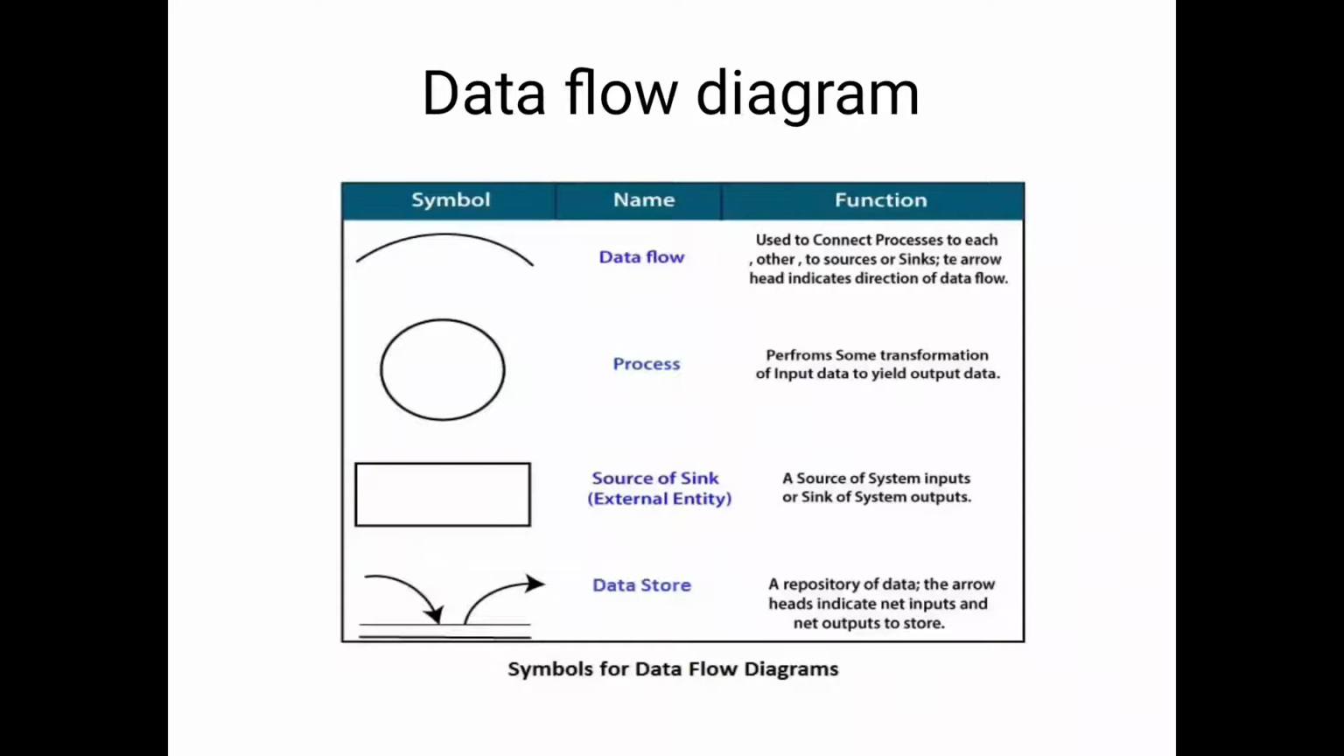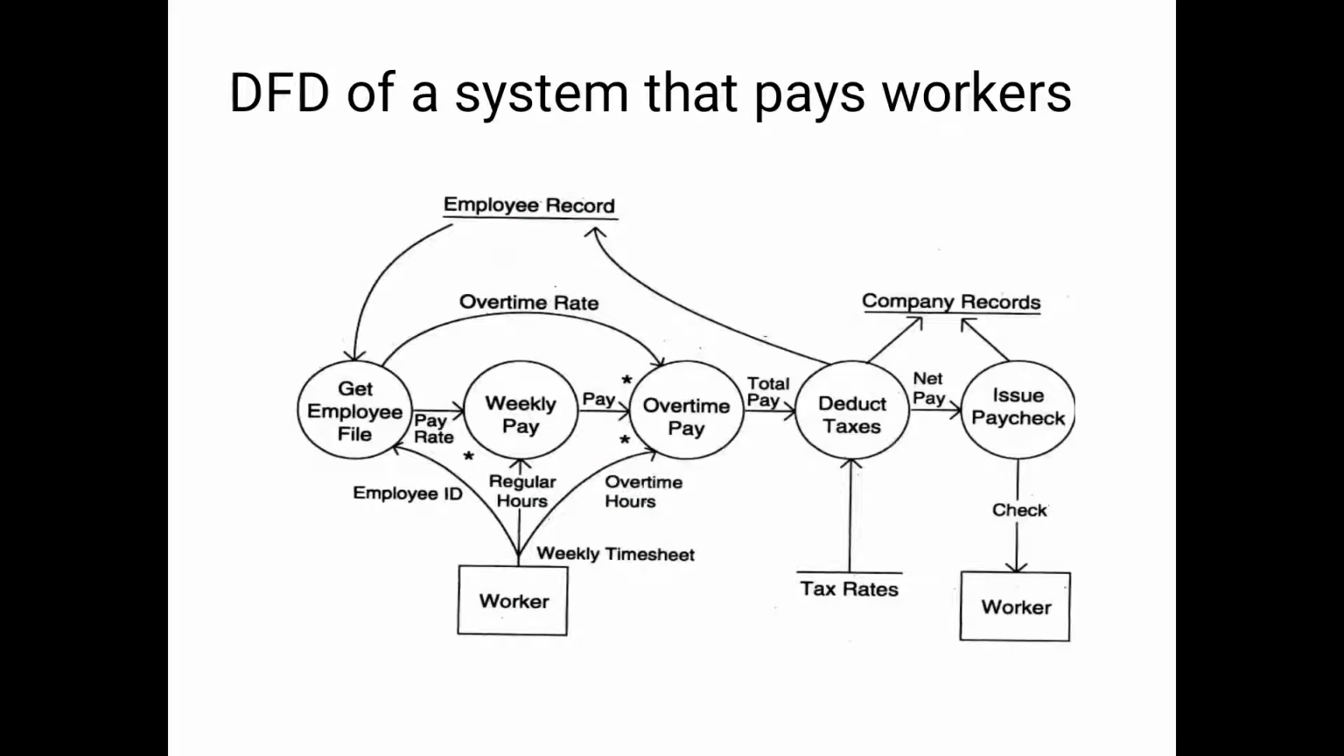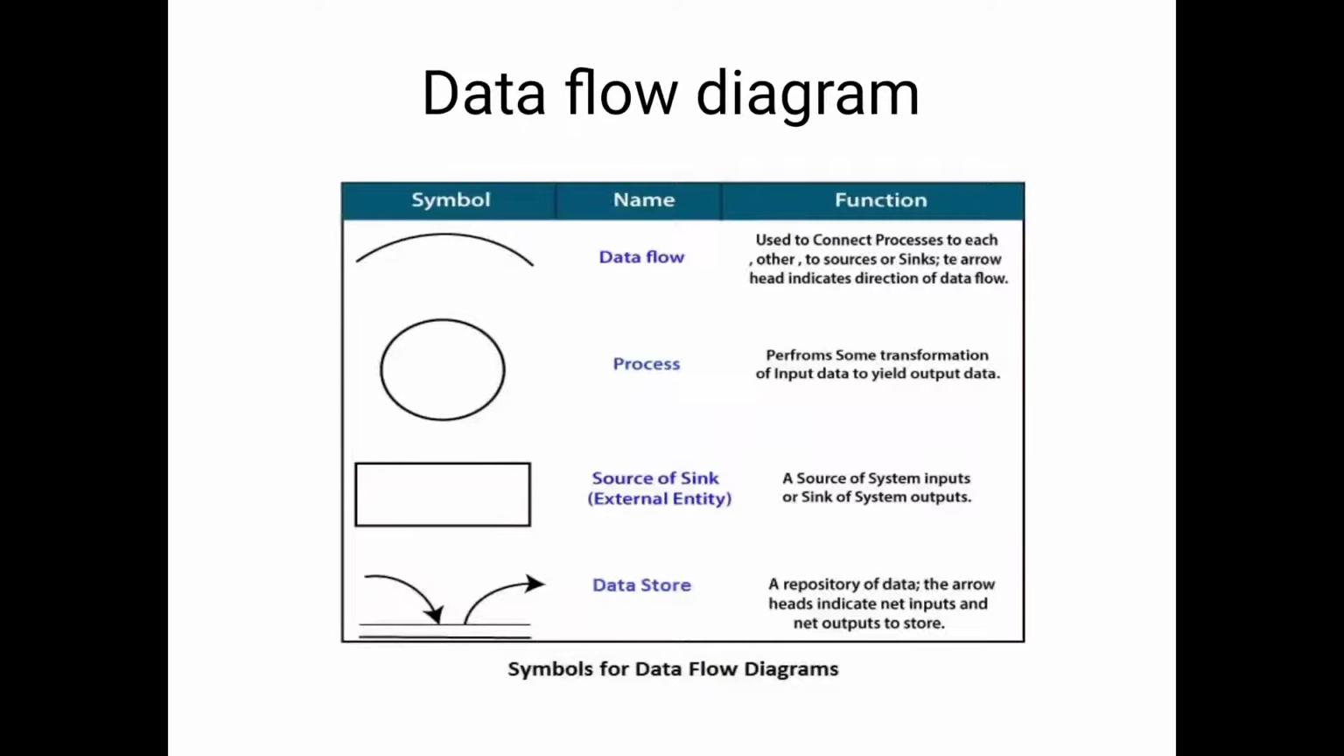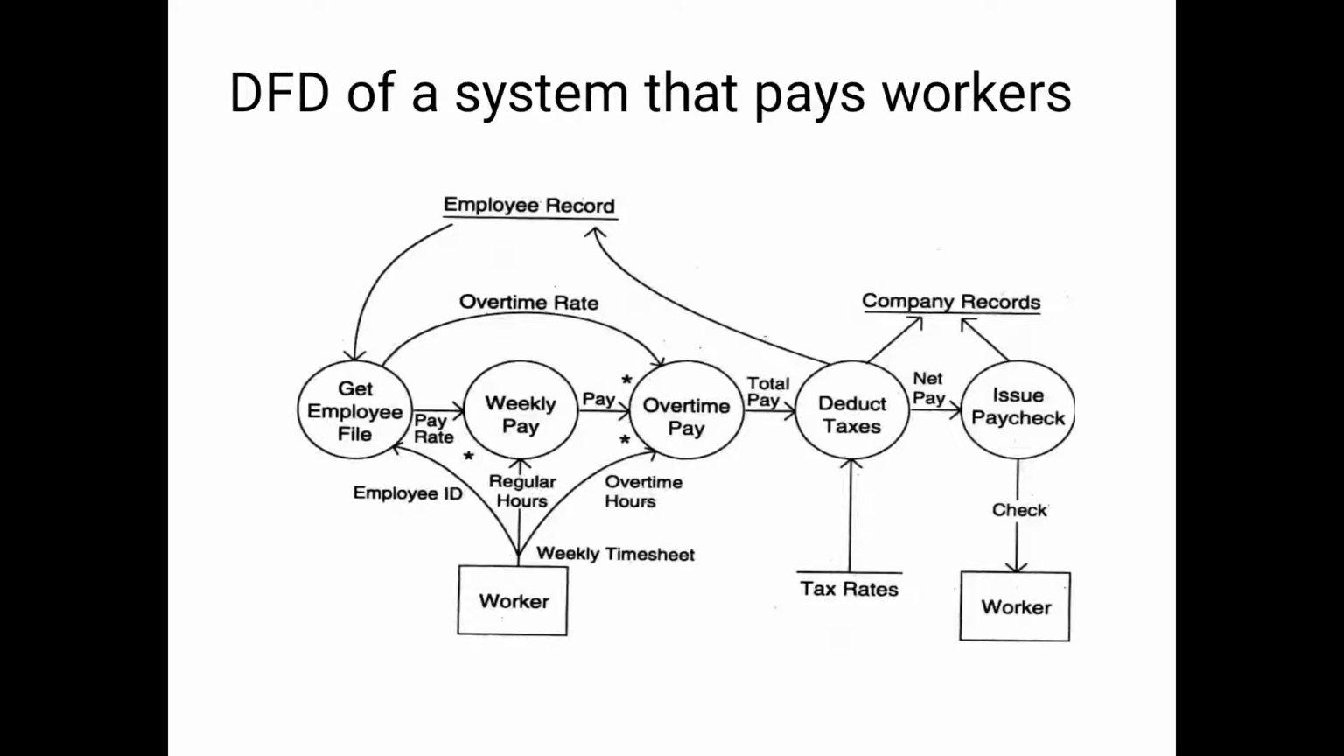So these are some of the representations regarding the data flow diagram. And here is one example, the DFD of a system that pays workers. So here we have get employee file, weekly pay, overtime pay, deduct taxes and issue paycheck, and these are all the processes. So how it is to be done by the worker. First, get employee file.